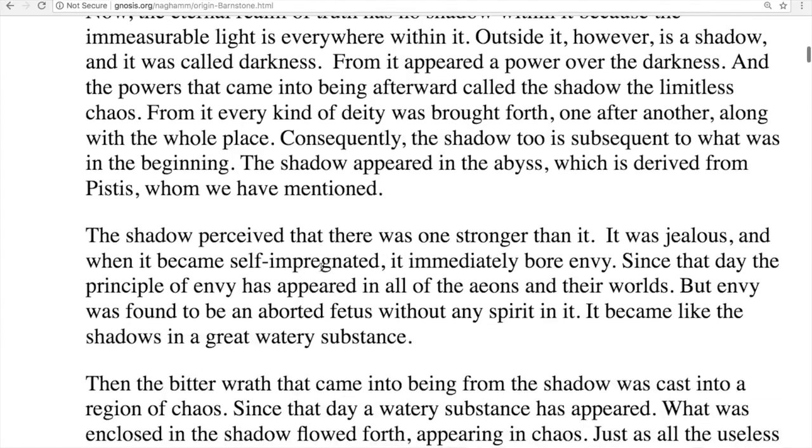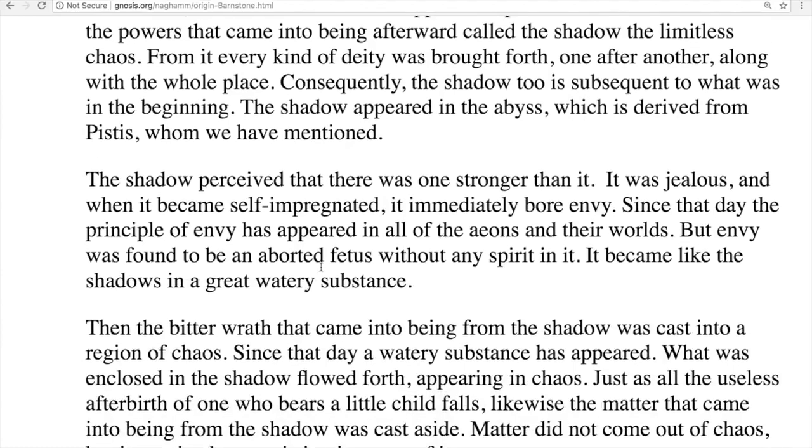The shadow perceived that there was one stronger than it, and it was jealous. This is a natural consequence. The jealousy comes about because it recognizes that something is perhaps more than it. This jealousy is the beginning of envy and ultimately death and ultimately our capacity for free will. It was jealous, and when it became self-impregnated, it immediately bore envy.